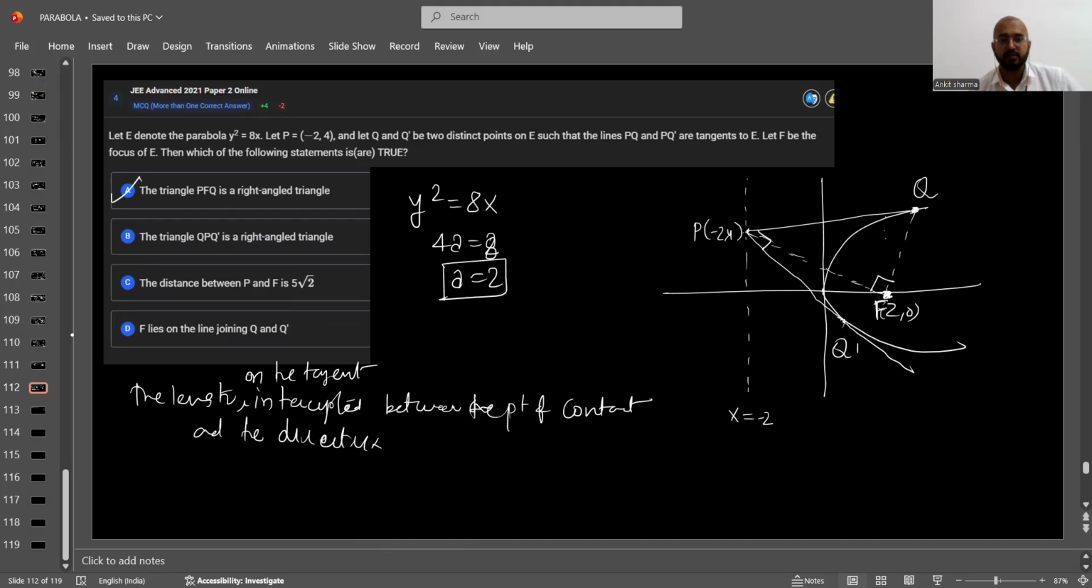And the directrix subtends a right angle at the focus. So this makes our option A correct.